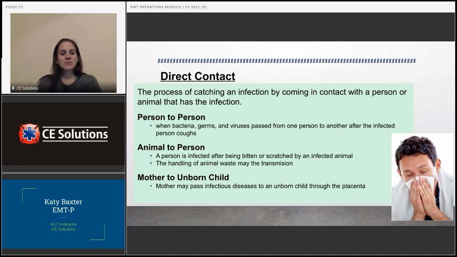So person to person is pretty direct. You've got your animal to person, and the first thing a lot of us think is rabies, right? So animal to person is when a person is infected after being bitten or scratched by an infected animal. The handling of animal waste can also cause transmission.